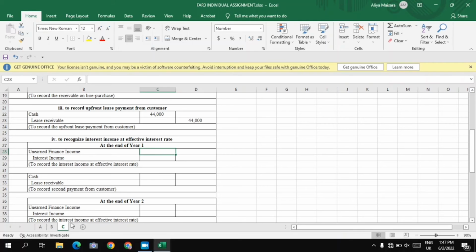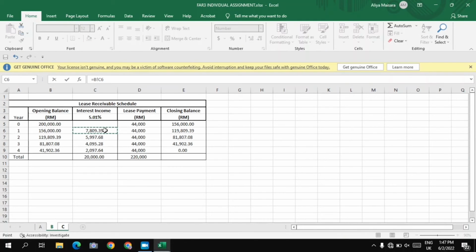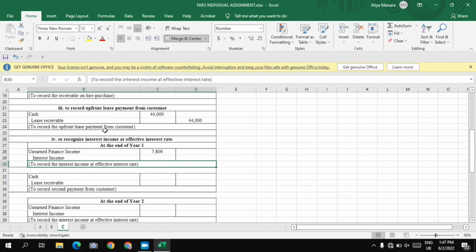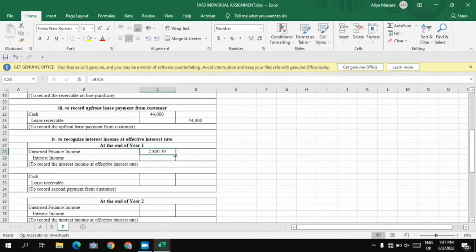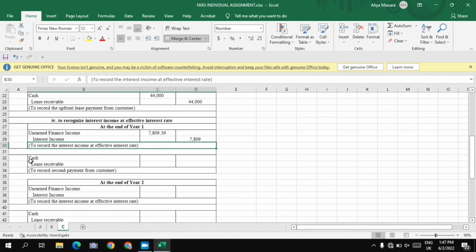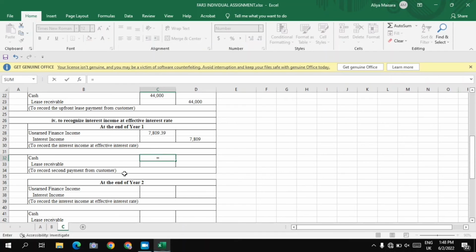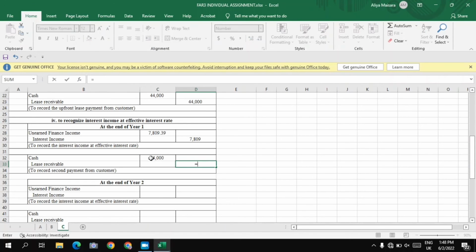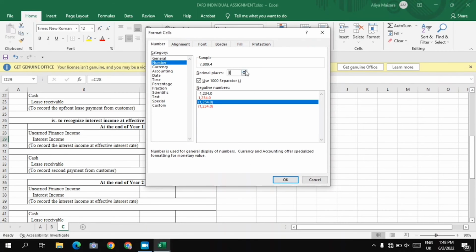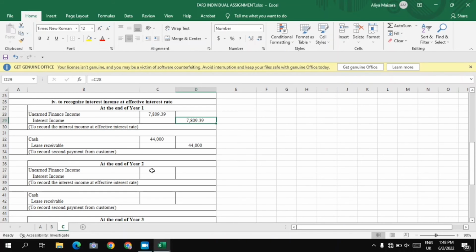For year 1, we take the figure from question B, which is 7,809.39 to two decimal places. And next, we will debit cash and credit lease receivable amounting 44,000 ringgit. The same step is used at the end of year 2, at the end of year 3, and at the end of year 4.